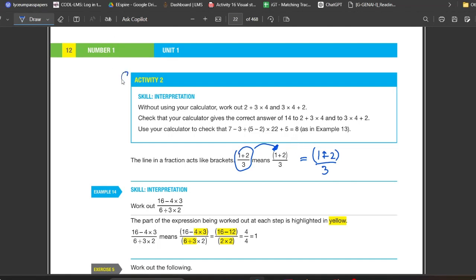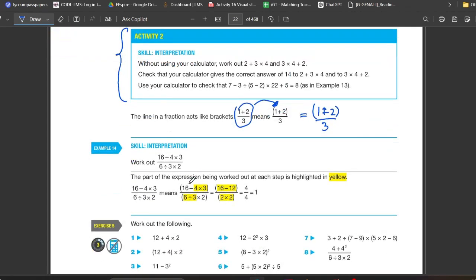Okay, you can do this activity yourself. You have to check with your calculator. So they have mentioned this action means like this. So you have to put brackets when you work out this. So this means 16 minus 4 times 3 over 6 divided by 3 times 2. So you have brackets. No? So that means you have brackets. If you see something like this, you can put brackets.